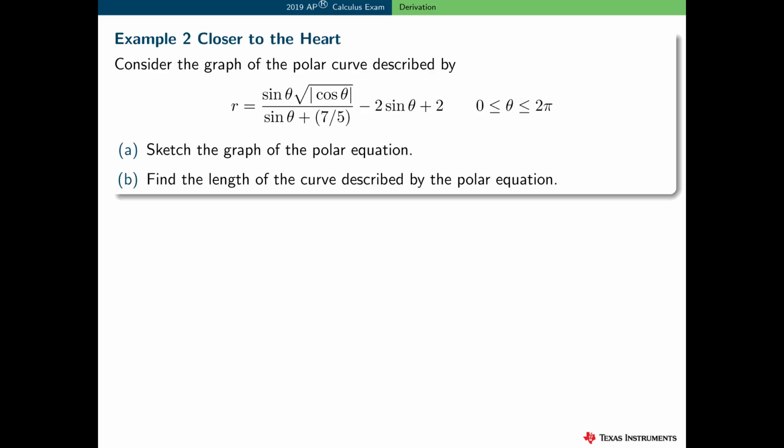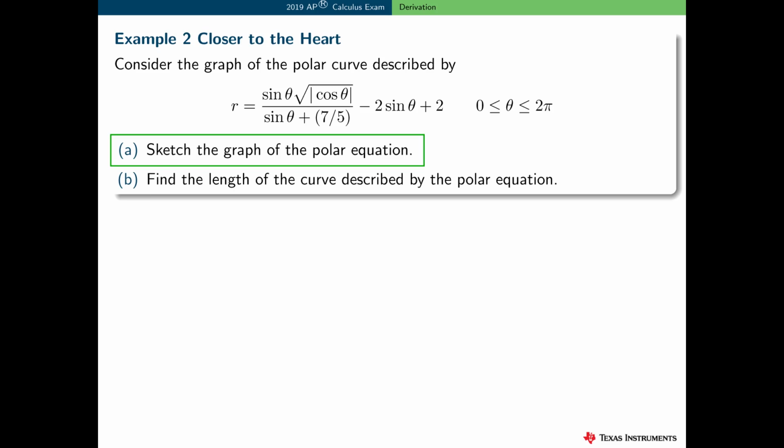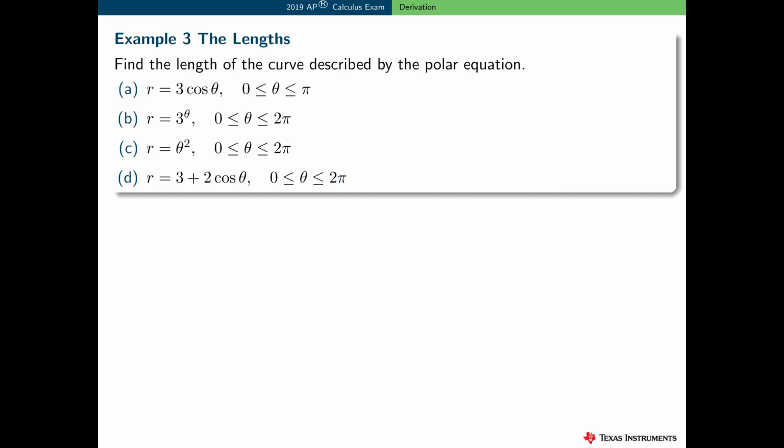Here's a similar example for you to try, well, at least graphically. Some would say that the cardioid that we just looked at isn't really a very good sketch of a traditional heart shape. So consider the graph of the polar curve described by this equation. First, sketch a graph of this polar equation. And then find the length of the curve described by this polar equation. And finally, here are a few more examples for you to try. Find the length of the curve described by each polar equation. And you might also try to sketch each polar curve, both in polar form and defined parametrically.